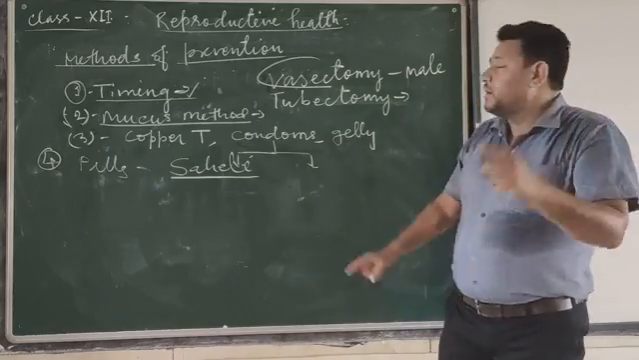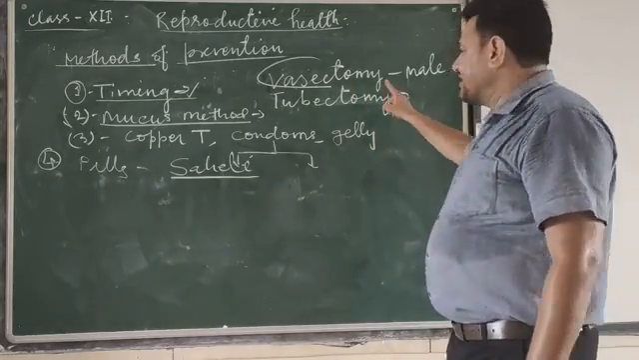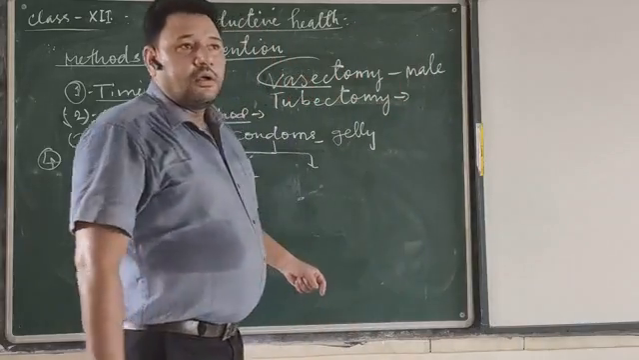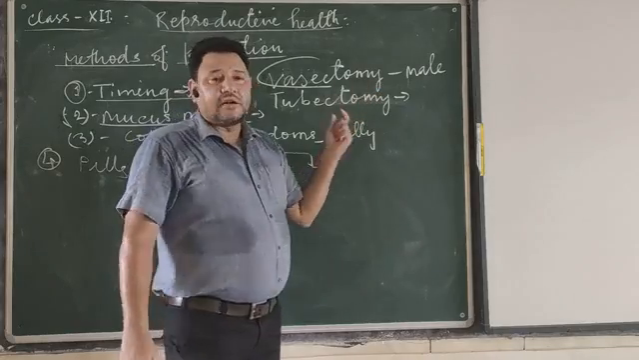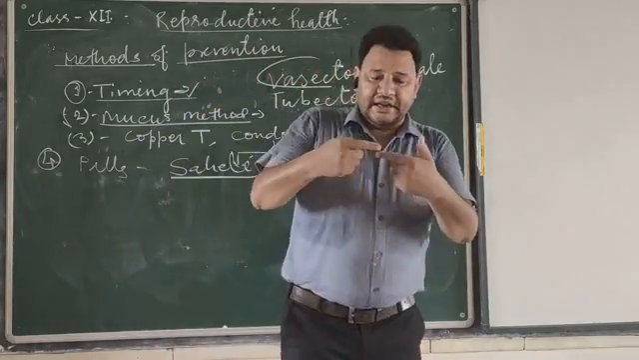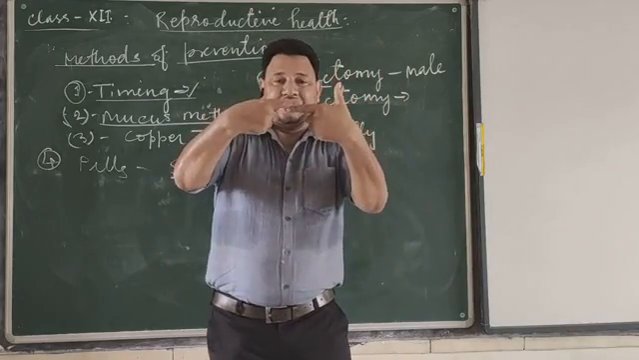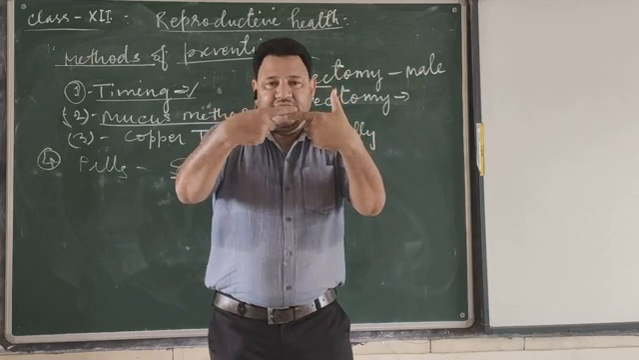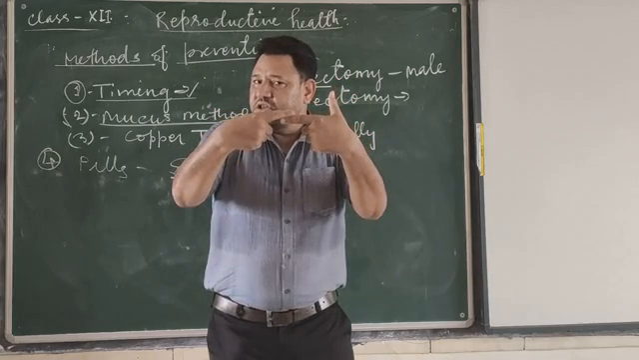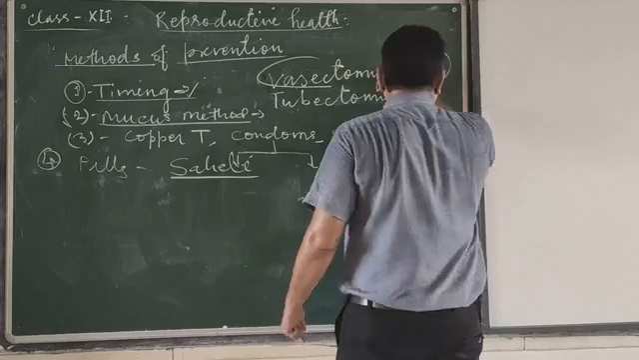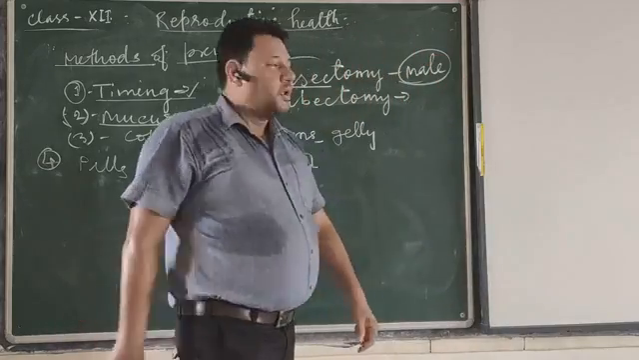Vas deferens means the sperm duct. So the tube through which the sperms are carried is cut, and after cutting it is tied again like this. Suppose this is a tube, it is cut and tied like this, no more ejaculation of sperm will be there, and because of this, birth control will be very easy.